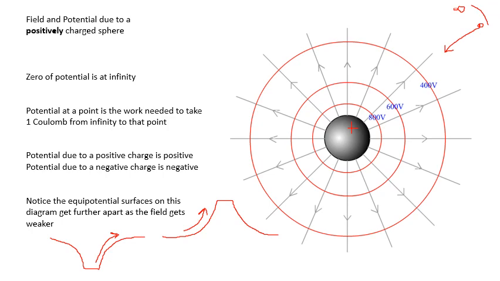Notice the equipotential surfaces get further apart. Why? Because the field gets weaker, because my potential gradient gets smaller. So for the same amount of work, you could travel a bigger distance.